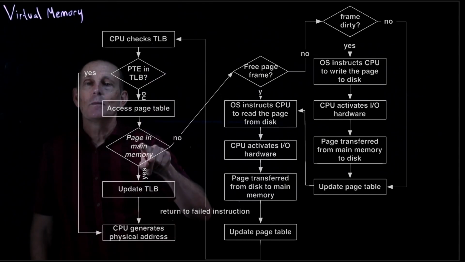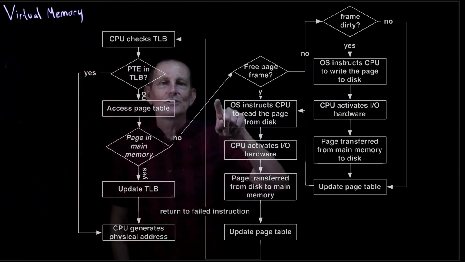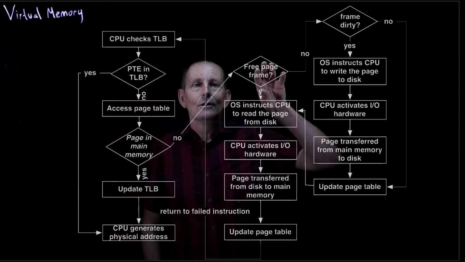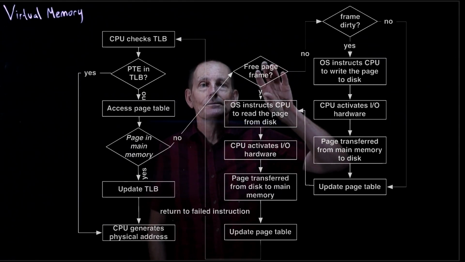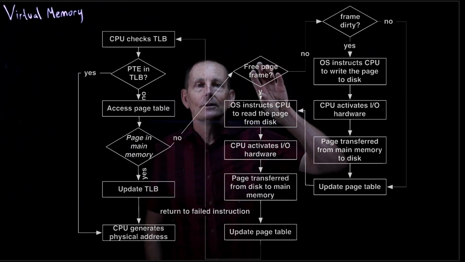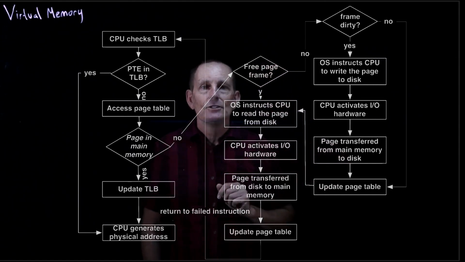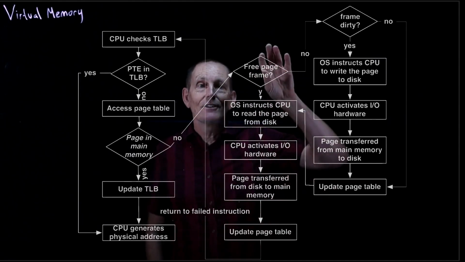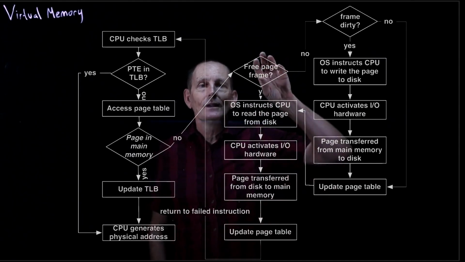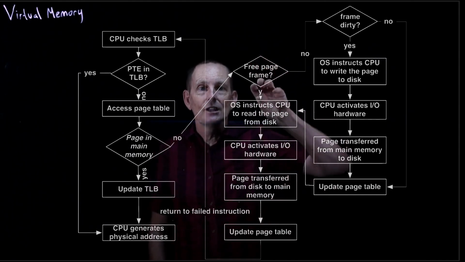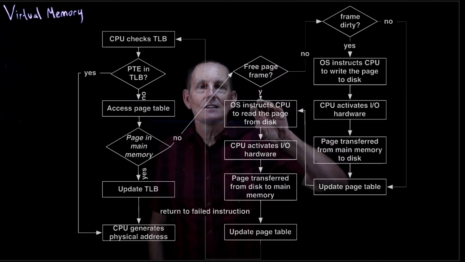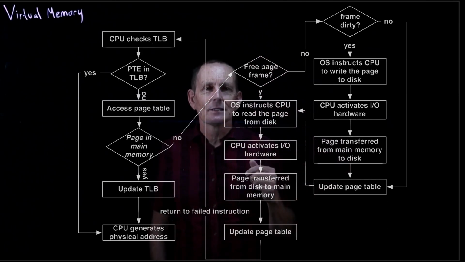The key is, what if the page is not in main memory? By which we mean the present bit is not set. In that case, we've got to allocate a frame for it, that is, a physical page. So first question: is there a physical page that's free? If there is a free physical page, then that's fine. The operating system tells the CPU to read the page from disk.